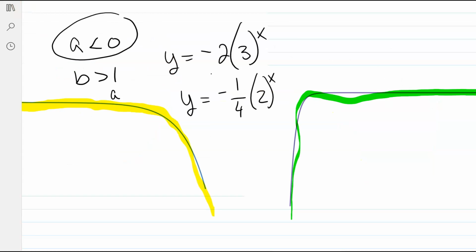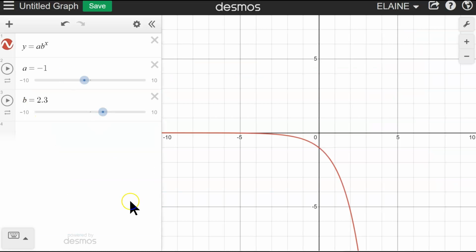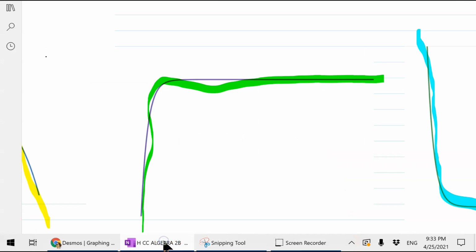Did you copy that down? Okay, here's the third type of exponential function. Alright, so we went from this one and we want it to go to that.